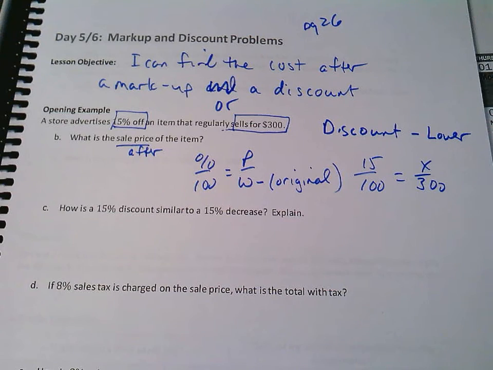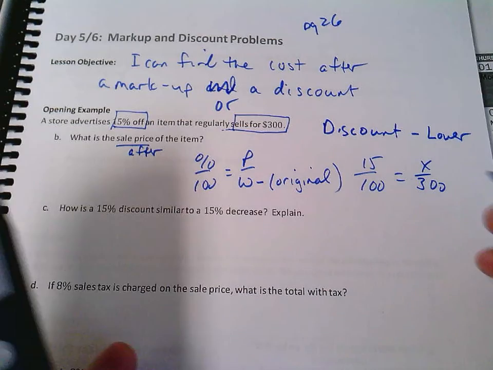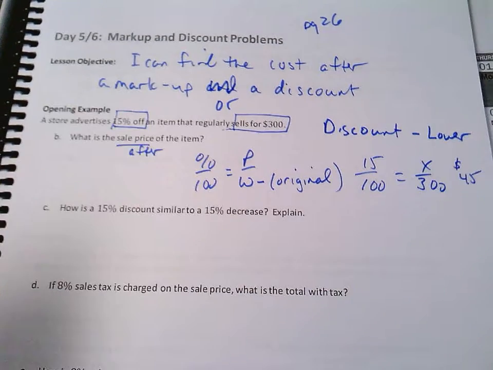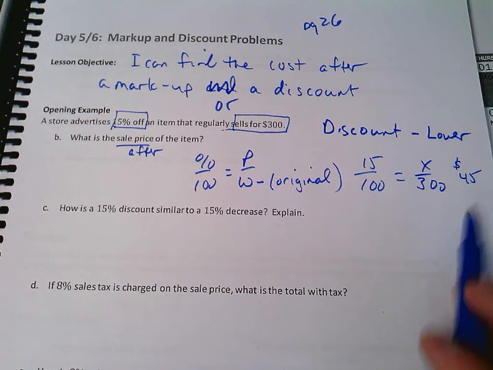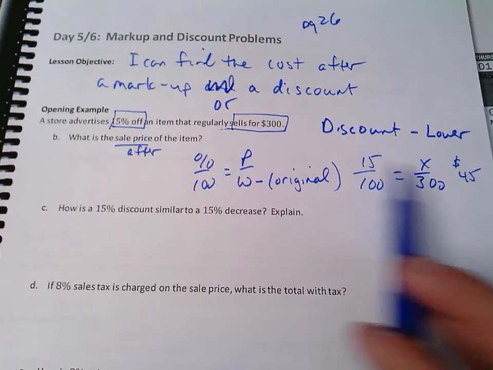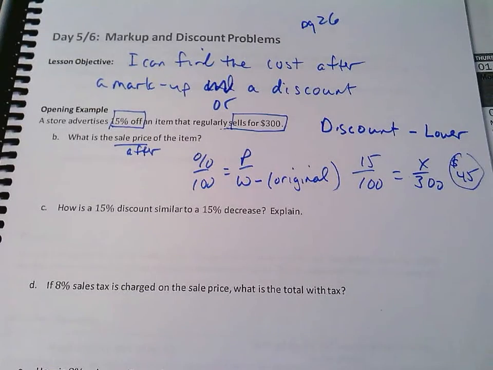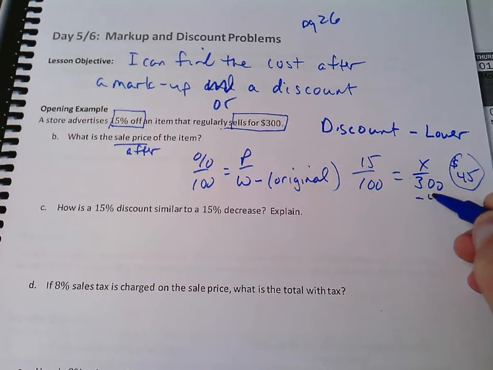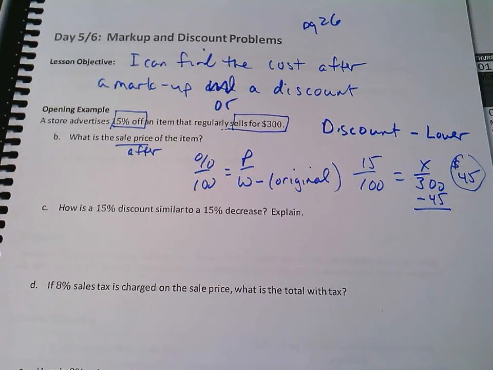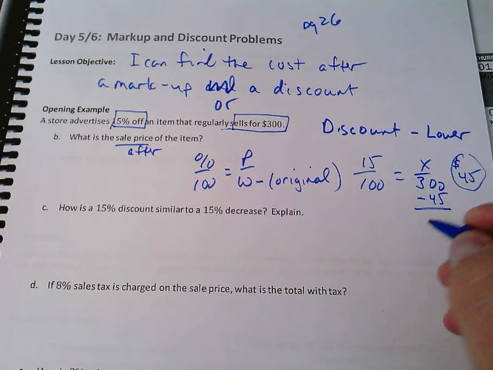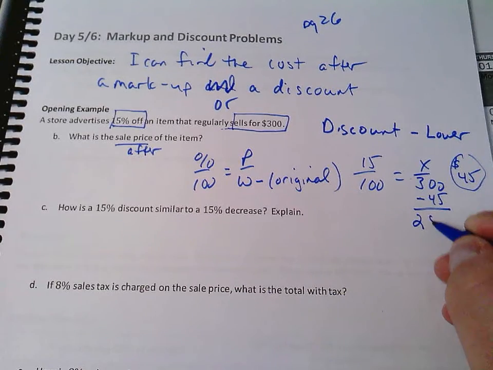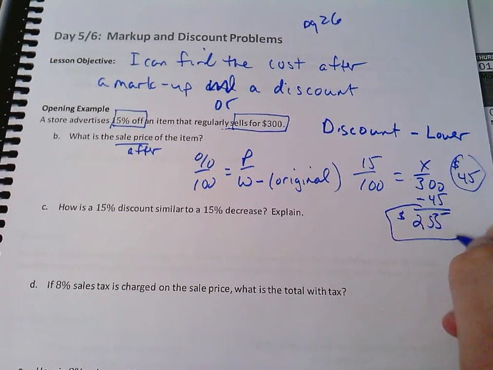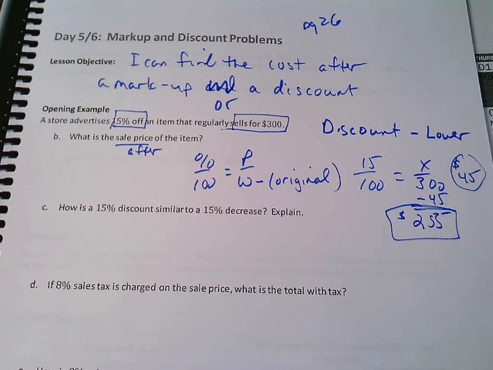And you do your cross multiplying, and you get $45. Now here's where you're going to have to be careful, because in multiple choice, that's going to be one of your answers. This is what is coming off of the price, $45. So that's not the sale price. So there's one additional step. You need to subtract that from the original $300. $255. That would be your sale price. Okay, we are going to skip C, right?